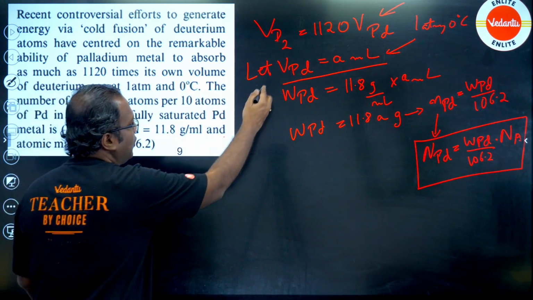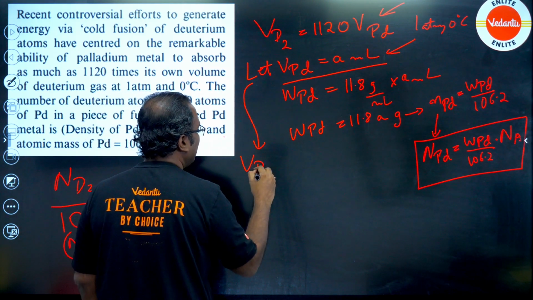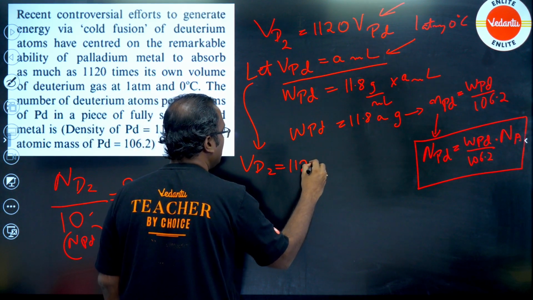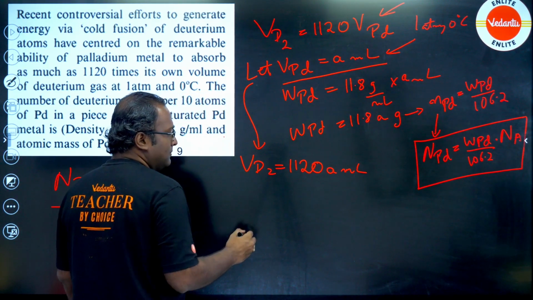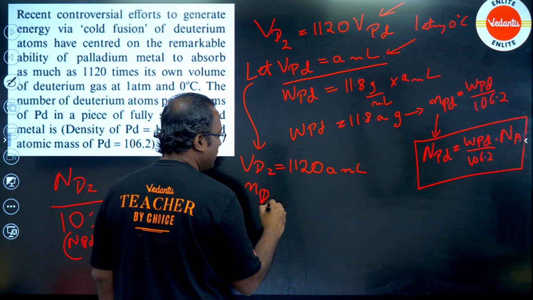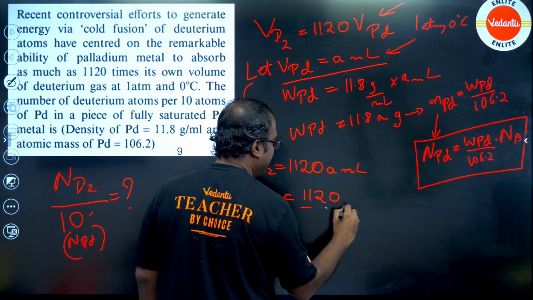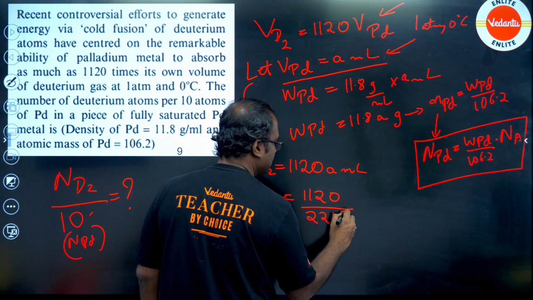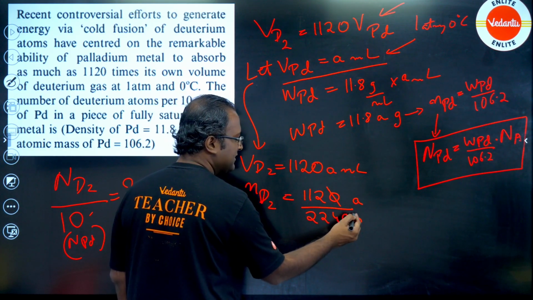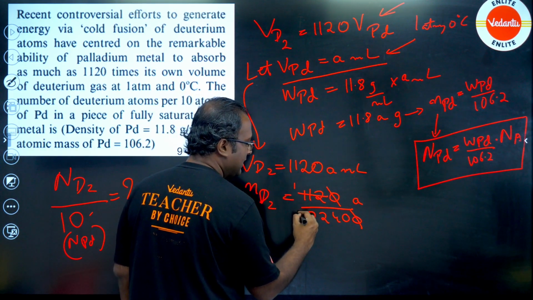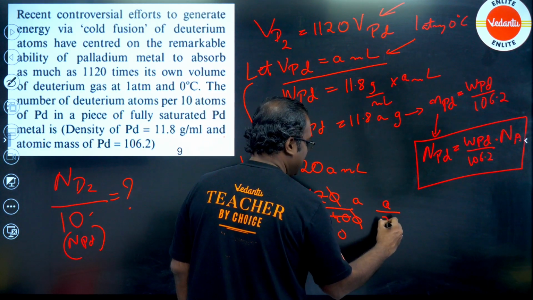The moment we said volume of palladium is A ml, what do we also get? We get volume of deuterium as 1120 A ml. What is the number of moles? 0 degree Celsius, 1 atm, that means 22400 ml I can divide to convert it into number of moles. Yes or no? Absolutely correct. So that's 1120 A by 22400, which is 1 by 20 A or A by 20.